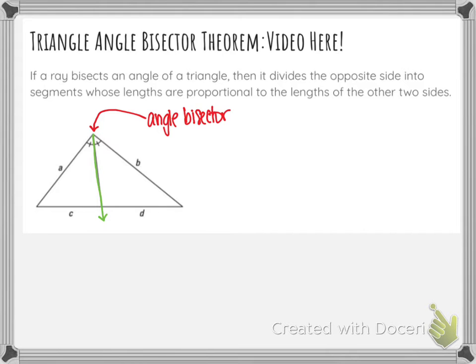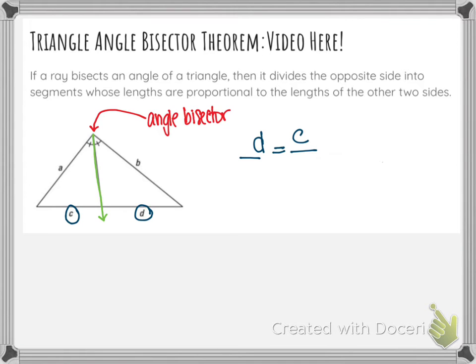Now there's actually a bunch of different proportions that you can set up, but I like to go across the triangle first to the side that actually is getting cut. Now remember, this is a proportion, so my green angle bisector cuts this opposite side. So I like to use that almost as my equal sign like we did in the other ones, and I'll have D on one side and C on the other.